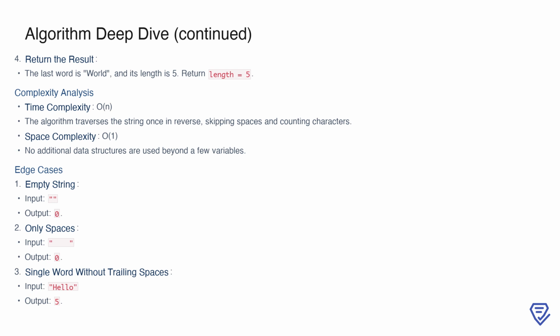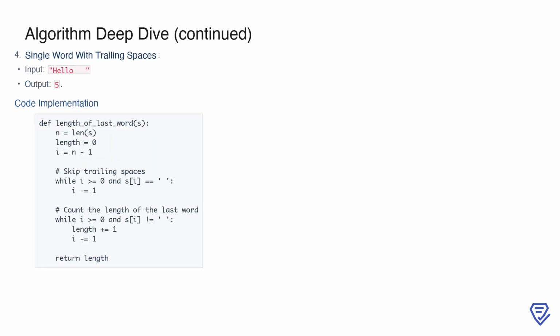The algorithm also handles various edge cases effectively. For an empty string, the output is 0, as there are no words to count. For a string containing only spaces, the algorithm skips all spaces and correctly identifies that no words exist, returning 0. If the input string contains a single word without trailing spaces, the algorithm counts the length of that word and returns it accurately.